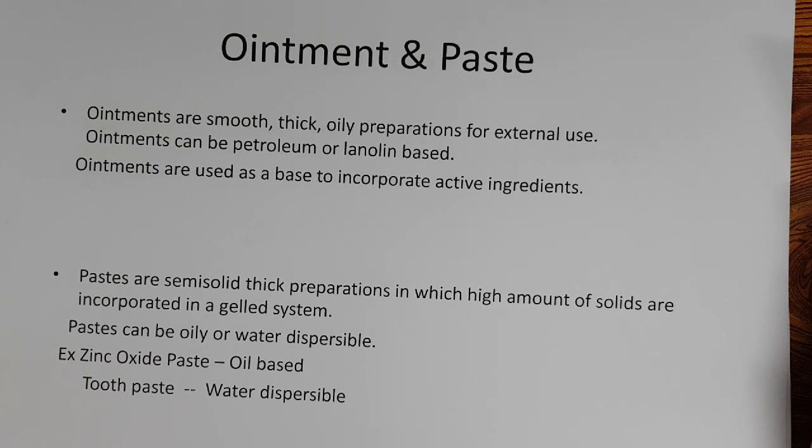and a high amount of solid is dispersed in the gel. Calcium carbonate is an abrasive polishing agent for the teeth. It is traditionally used in toothpaste. Now silica based toothpastes have come into the market, but traditionally calcium carbonate is used, and that is dispersed into this gel, that is toothpaste. This toothpaste is water dispersible, right?